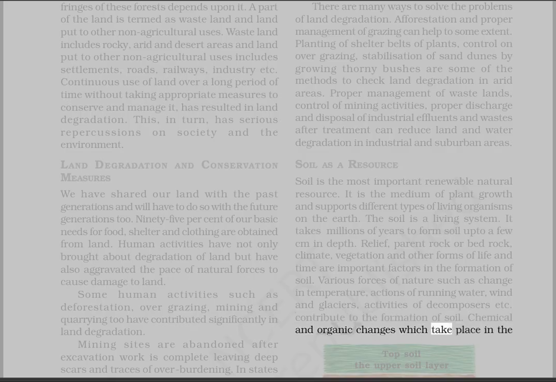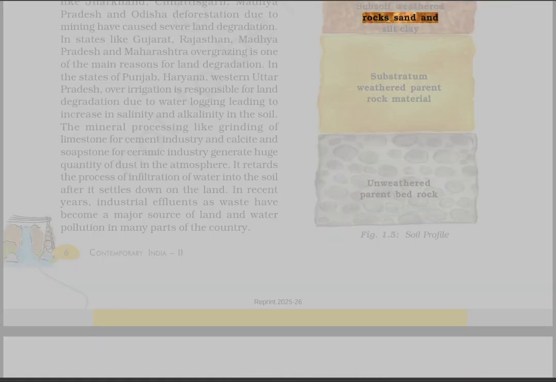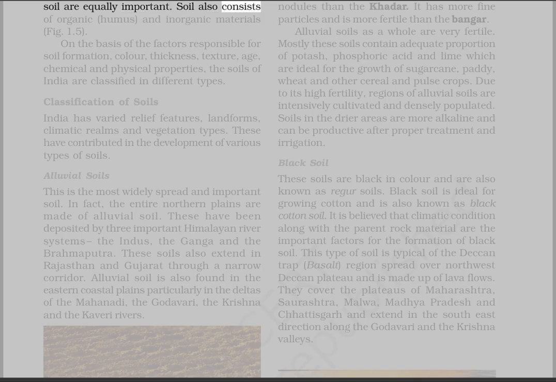Chemical and organic changes take place in the topsoil, the upper soil layer. Subsoil: weathered rock, sand and silt clay. Substratum: weathered parent rock material. Unweathered parent bedrock. Fig 1.5, Soil Profile. Soil also consists of organic, humus, and inorganic materials. On the basis of the factors responsible for soil formation, color, thickness, texture, age, chemical and physical properties, the soils of India are classified into different types.